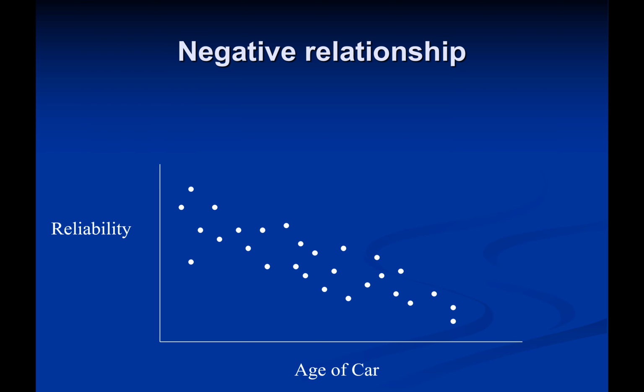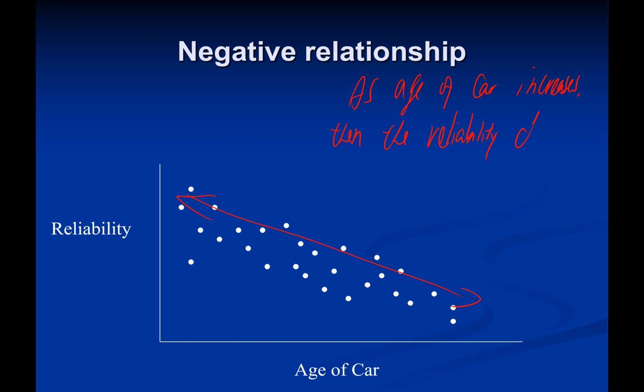And we also have a negative relationship. As the age of the car increases, then the reliability decreases. This is a negative or indirect relationship.